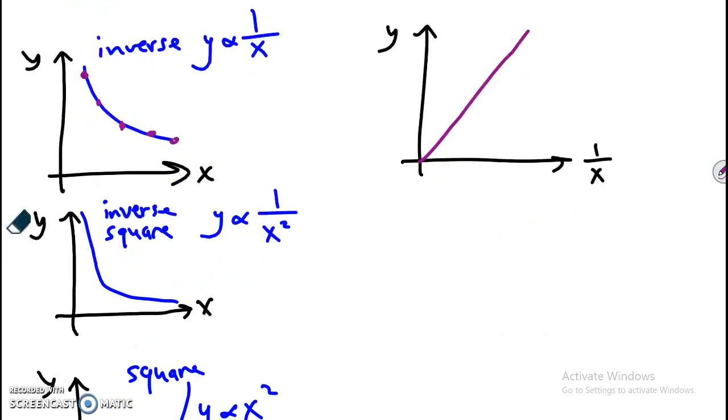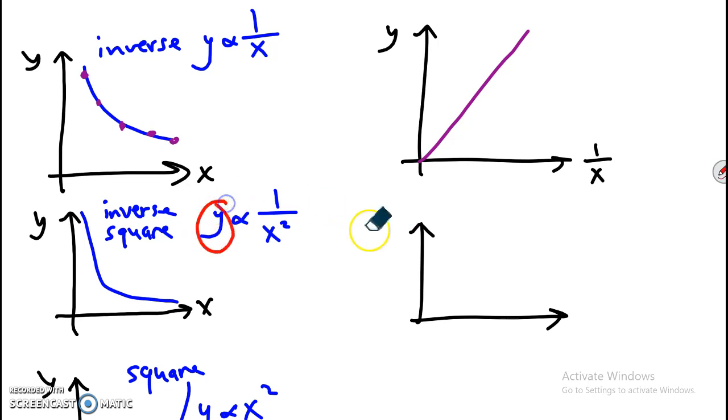Okay, what do we have to plot to get a linear graph when we're dealing with an inverse square relation? Well, we need y and 1 over x squared, because that's what's directly proportional to each other. Y is directly proportional to this whole mess, 1 over x squared. So this graph should be a straight line through the origin.